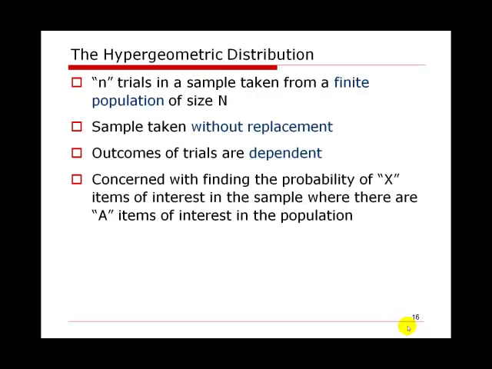So it is similar to the binomial distribution. The only difference is that the outcomes from the trials are dependent. So it is concerned with finding the probability of x items of interest in the sample where there are A items of interest in the population.